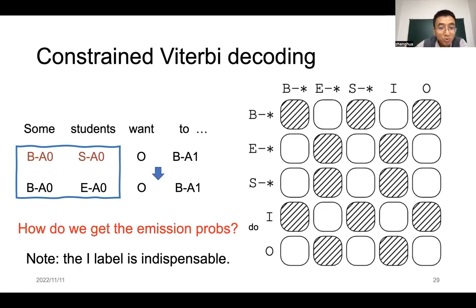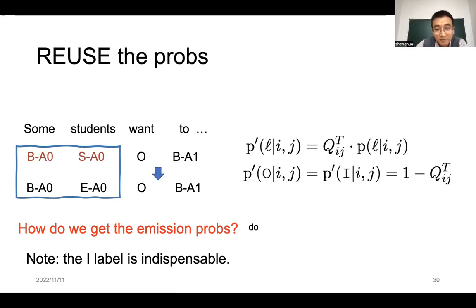But how do we get the emission probability for B, S, and all the labels, including I? How can we do that? The natural way is that we build a model, or maybe we reuse the encoder, but introduce more MLPs to compute all of them, because we need the probabilities to sum to one. They need to be mathematically justified. But it would make the model slower. We don't want that, and it's unnecessary. We can reuse the probabilities.